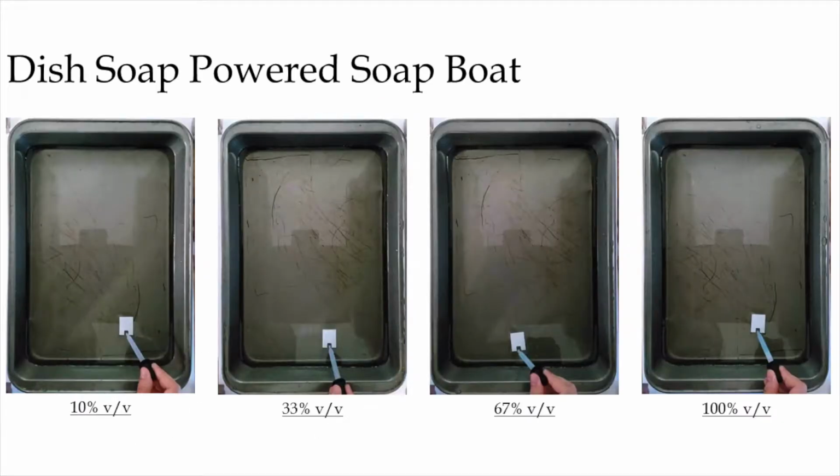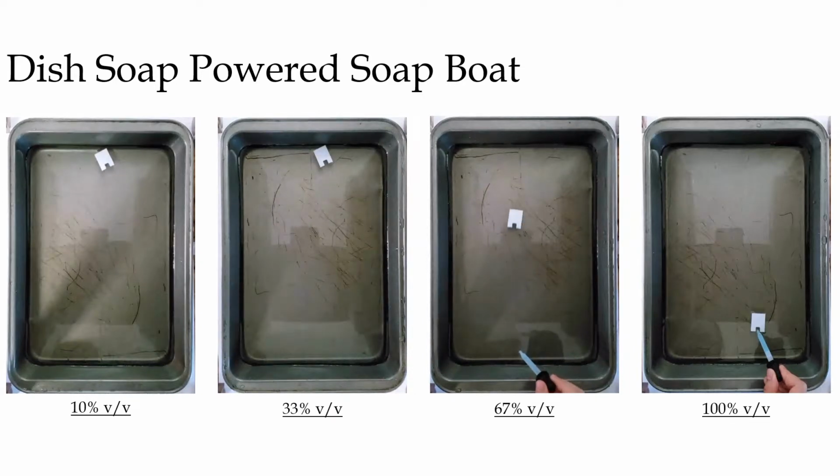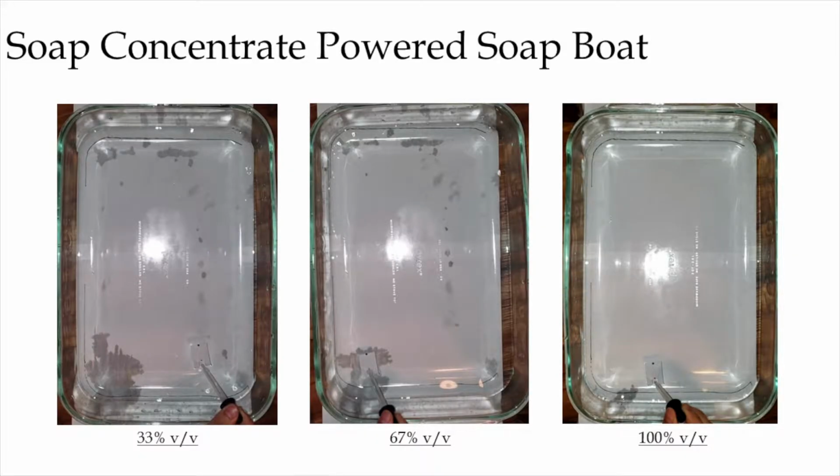In these videos, I varied the concentration of dish soap by volume percent, 100% being pure dish soap. Similarly, I vary the concentration of concentrate by volume percent, 100% being pure concentrate.